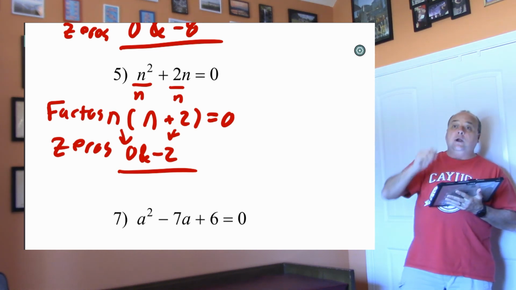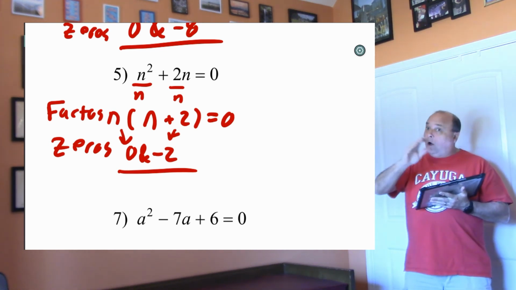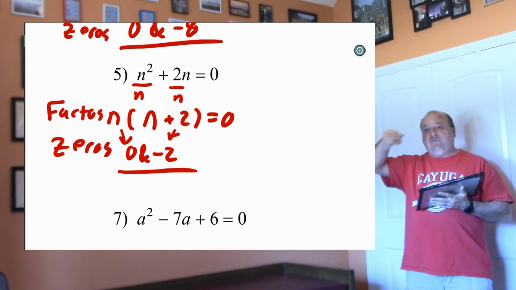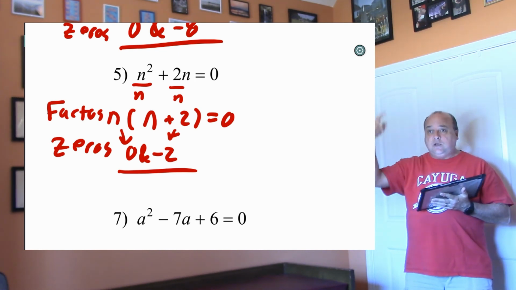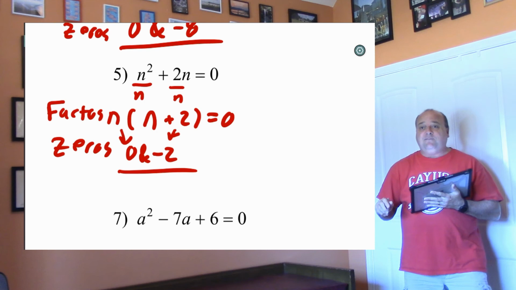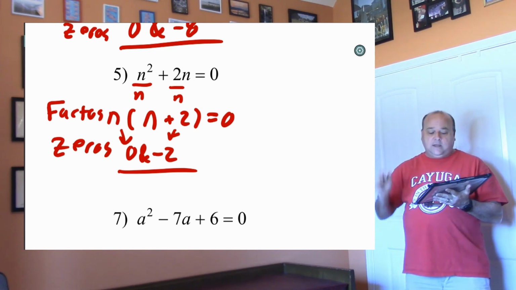This is what you were doing on the STAR reviews all fall when you were graphing that curve and then writing down the zeros. You could have got those zeros by factoring. You just didn't know how to do that yet.